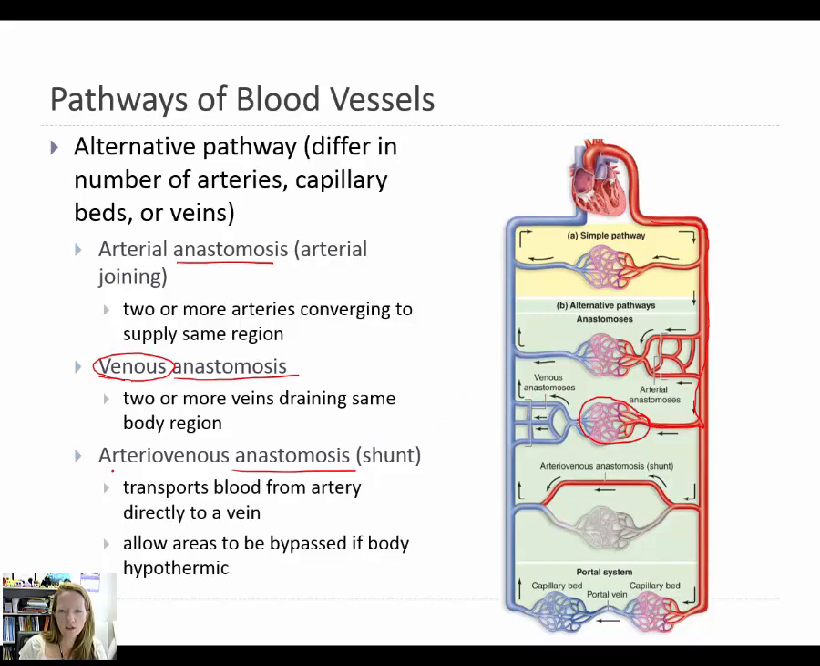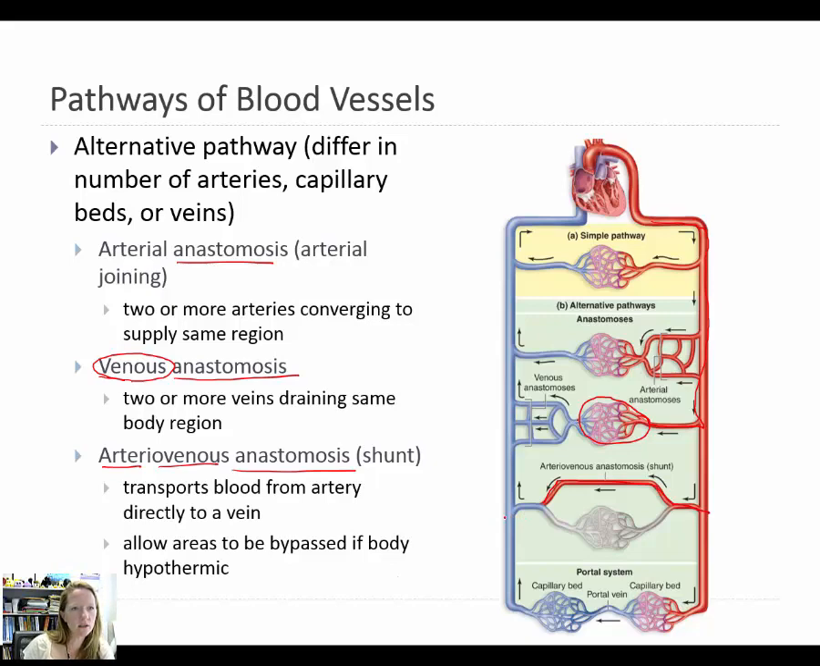And then you have something called the arteriovenous anastomosis. So this is telling you that you're going to have an artery and a vein. And here it is. Look at that. It is basically a shunt right around a capillary bed. So it is going to shunt right over and drain right into a venule and completely skip a capillary bed. These are going to be really important during hypothermia. So that's an example of the arteriovenous anastomosis.